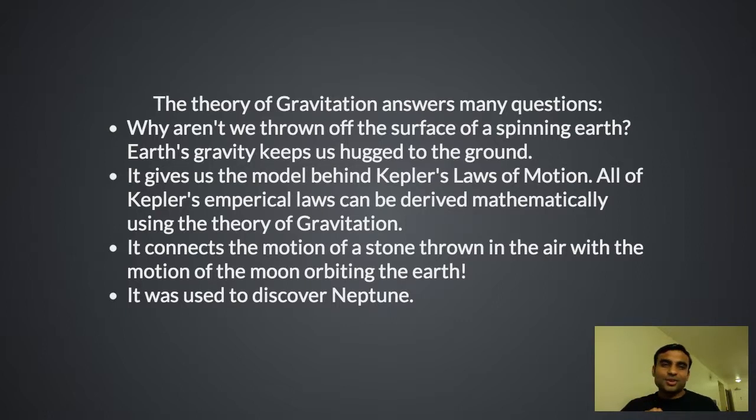In fact, another fact is that the theory of gravitation was used to discover Neptune. People looked at Uranus and they found an anomaly in the way it was going around the sun, and they couldn't explain it. They argued that probably there is some other planet which is exerting force on Uranus that we can't see yet. And they looked up and they found Neptune. They predicted where it'll be, and there it was.